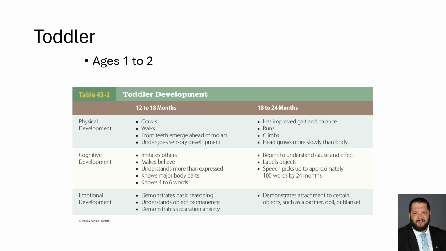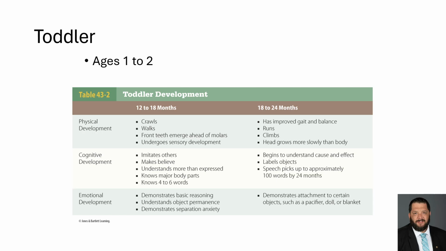At the 12 to 18 month mark, babies will begin to crawl and walk. They start to imitate others. They'll play games like make believe, and they'll start to understand major body parts. They understand more words than they can express, but they typically know about 4 to 6 words or so. They demonstrate basic reasoning at this level. They start to understand things like object permanence and demonstrate separation anxiety.